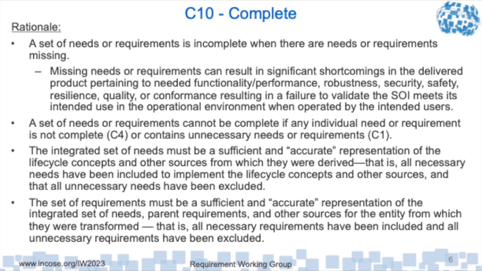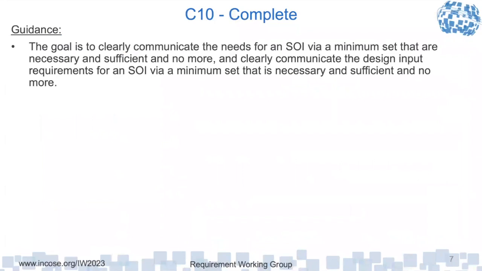Talk about an accurate representation of life cycle concepts and the sources they came from. And then the same statement is for the requirements: the requirements must be a sufficient and accurate representation of the integrated set of needs. The goal is to clearly communicate the needs for a system of interest in a minimum set that is necessary and sufficient, no more. And that goes with avoiding bloated sets of requirements where we go beyond necessary and sufficient. We add extra stuff. We talk about that for the individual requirements, but it applies to the set too.